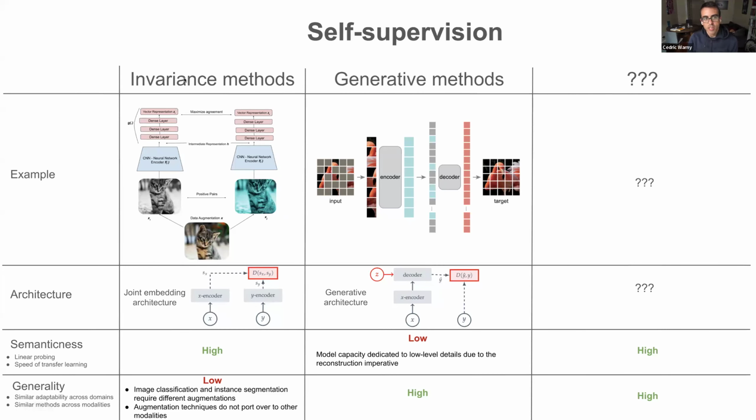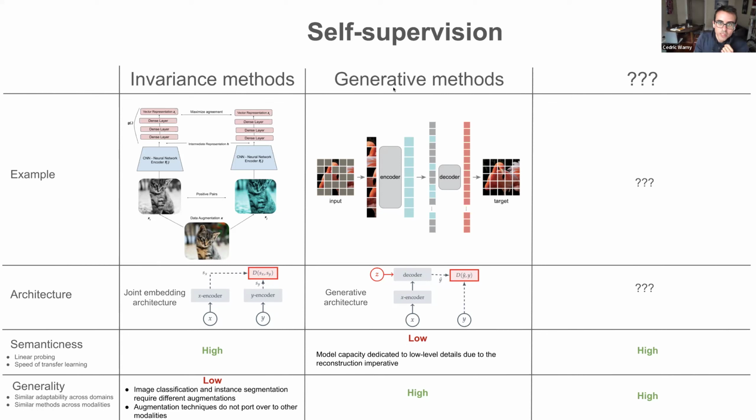So typically invariance methods have high semanticness. This is all relative. When I say low semanticness, it doesn't mean in absolute it's low. It means relative to the other method, meaning the invariance method in this case. The generative methods have a lower semanticness than invariance methods.